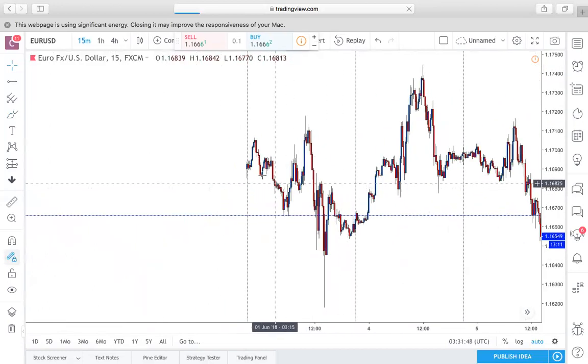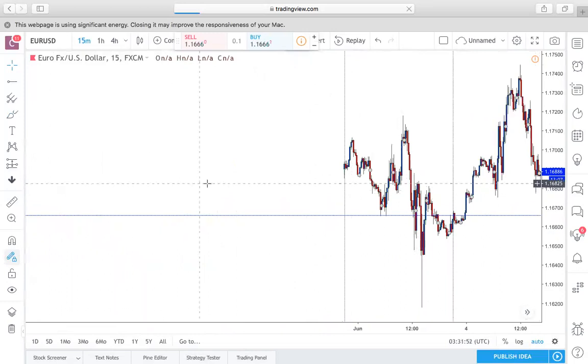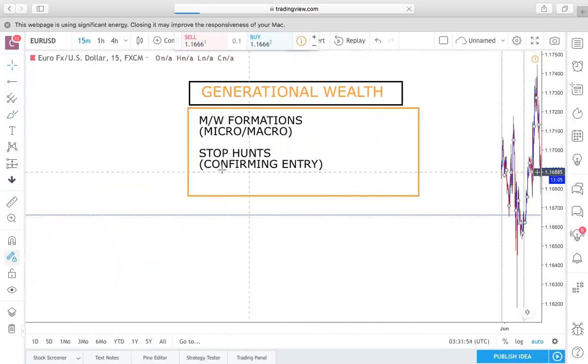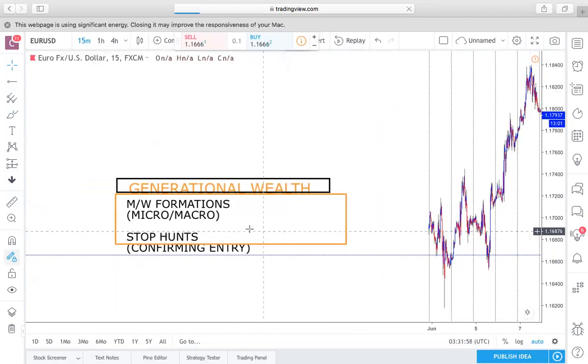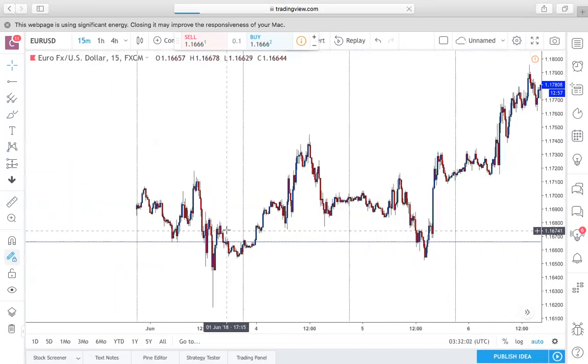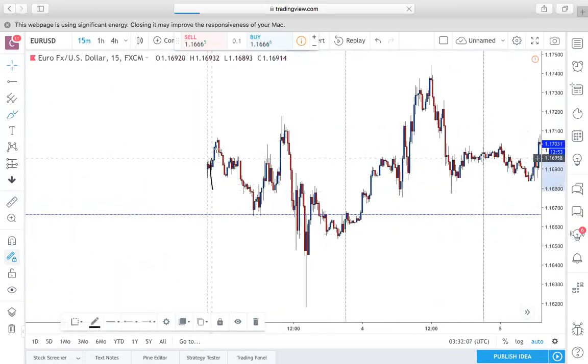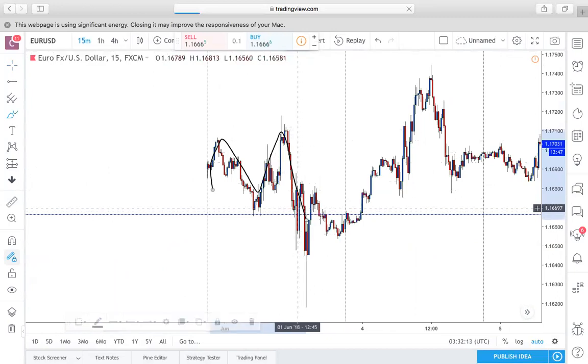These M&W formations also will act as our confirming entries, as well as our next topic, which is our stop hunts. So let's put it together. So these M&W formations, for example, let's start here. We have an M right there, our M.